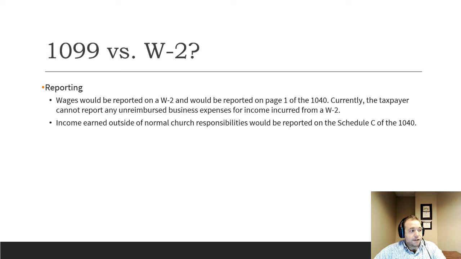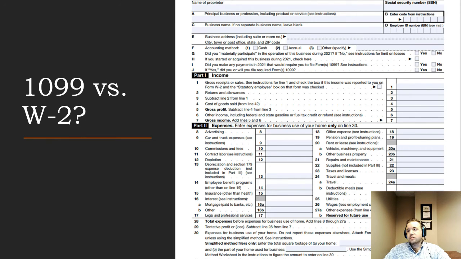Income earned outside of normal church responsibilities would be reported on the Schedule C. I think I've said that at least 3 times, but we are making sure that we are doing this correctly. So I've provided an example of the Schedule C, and 9 times out of 10, you would be putting your income on line 1. And then you would have appropriate expenses in part 2. Anything that's associated with the business, 9 times out of 10, you can deduct.